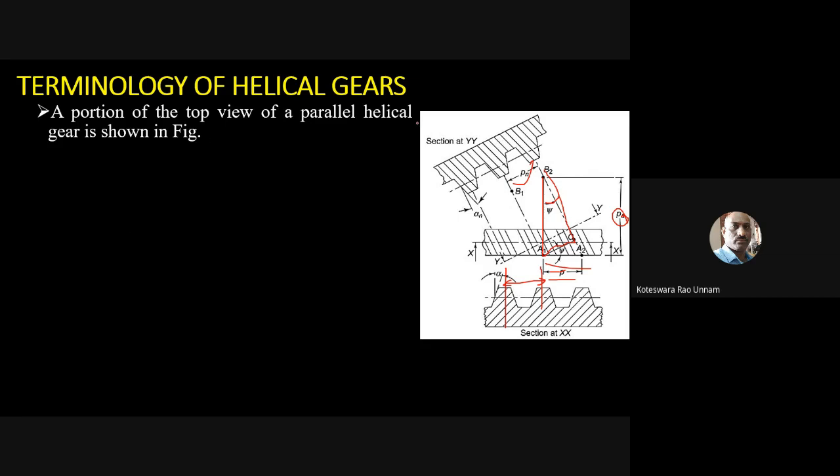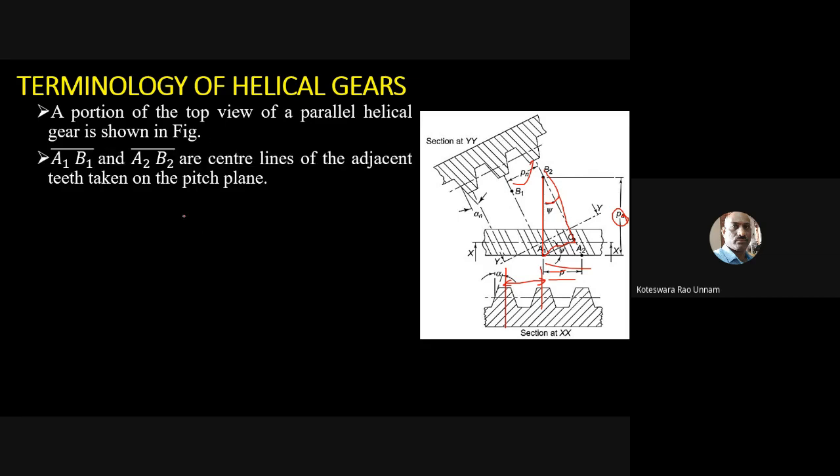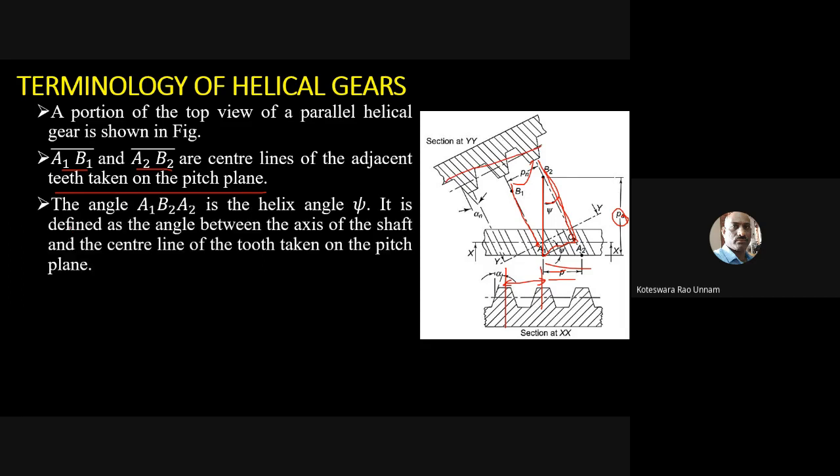The portion of top view of a parallel helical gears is shown in figure. A1B1 bar, A2B2 bar are the central lines of the adjacent teeth taken on the pitch line. So see here A1, B1, A2, B2. So these are the central lines taken on the pitch line. So this is the pitch line. Then the angle A1, B2, A2, so that is this angle. So this included angle is the helix angle and denoted by psi.